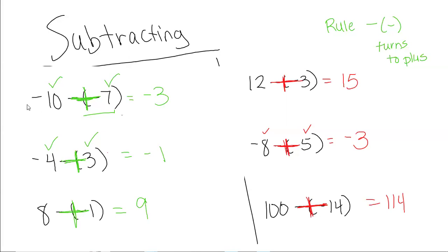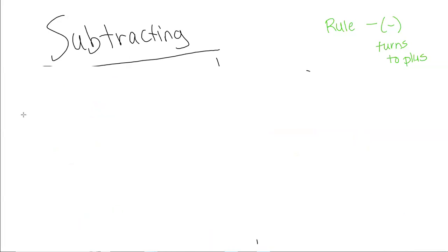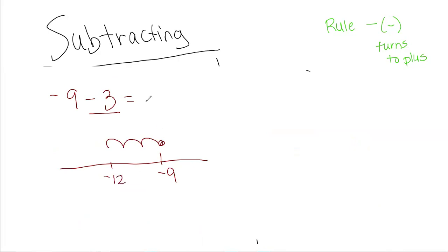What if it's just subtract? What if it's just negative 9 minus 3? So if you think of this on the number line, you're at negative 9. And then minus 3, left 3. 1, 2, 3. You'd be at negative 12. So see how there was no double minus. We did not turn that to plus. Okay, so when it's just subtracting, you actually do add a negative.